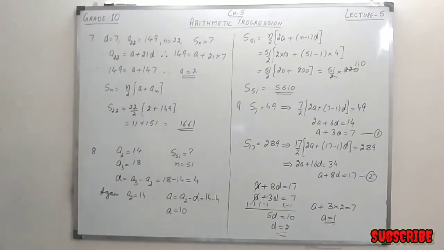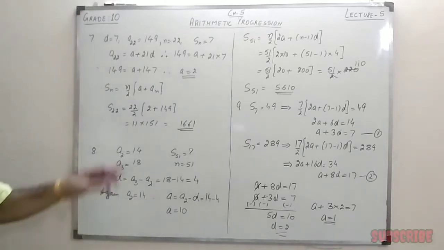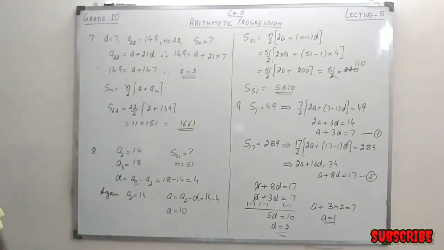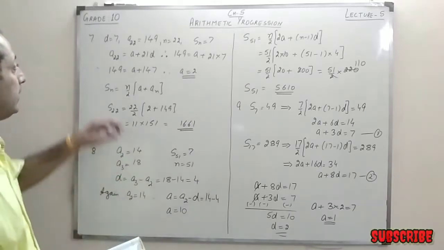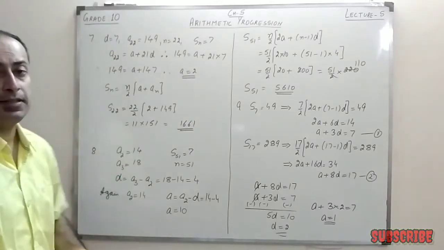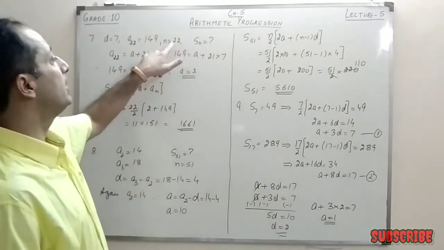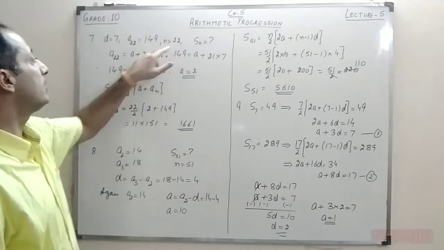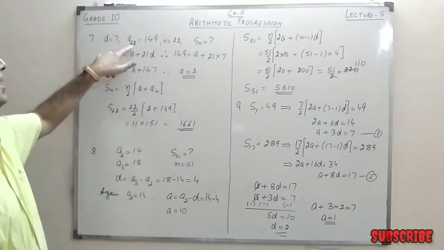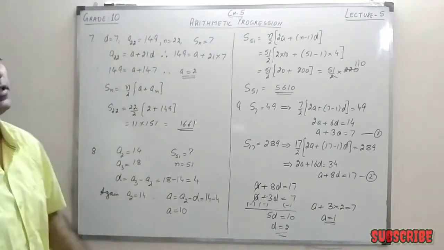Alright, the next question, question number 7. If we see what is given in question number 7, we have to find the sum of the first 22 terms of the AP. We are given that the common difference is 7 and the 22nd term is 149, right? So we have to find the sum of 22 terms. It means n is 22. Now what is given to us? We are given the 22nd term as 149 and the common difference as 7.